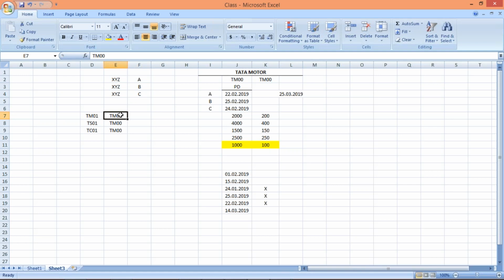We have the fiscal year variant and field status variant, and whatever other explanations are there will be discussed in detail in the next session. So that's all in this session, guys, and that's all for today.